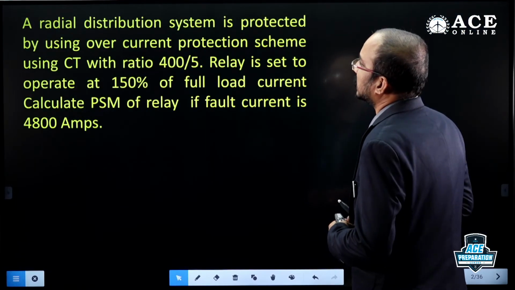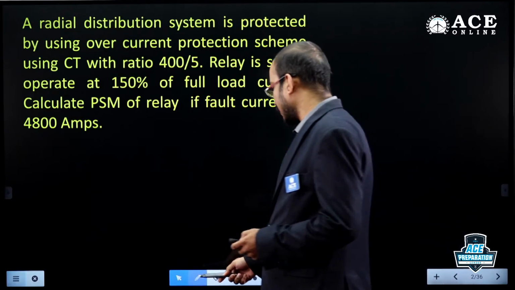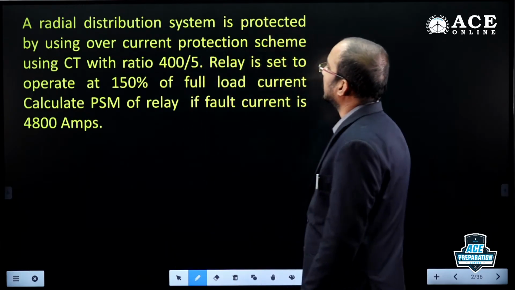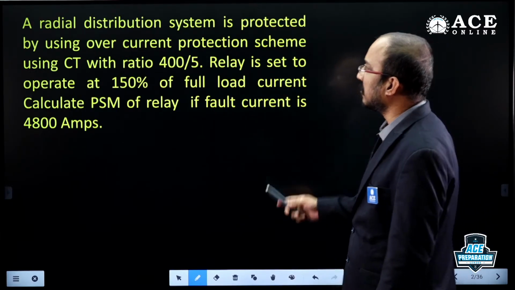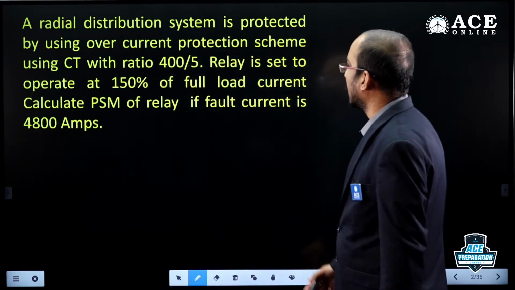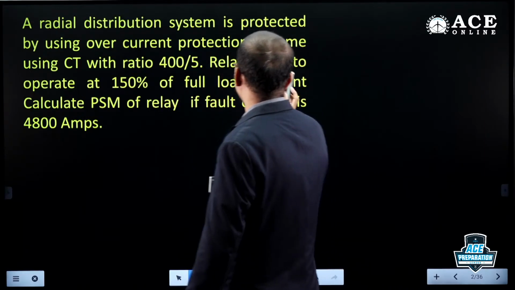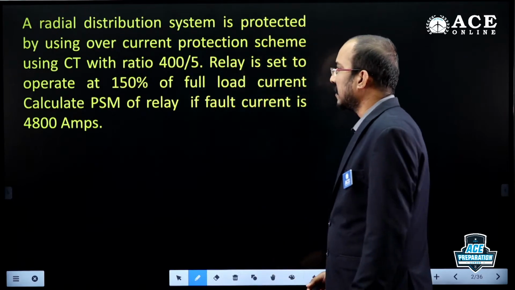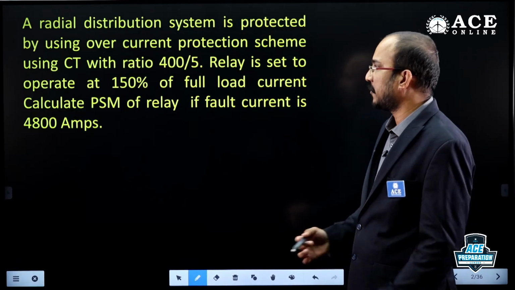Let us observe this first question. In this first question, he has given a radial distribution system. If you observe, a radial distribution system is protected by using an overcurrent protection scheme using a CT with ratio 400/5. The relay is set to operate at 150% of full load current. What is asked is to calculate the PSM of the relay if the fault current is 4800 amperes.